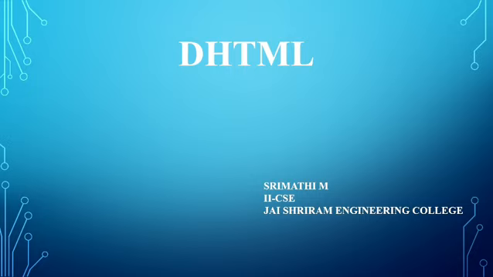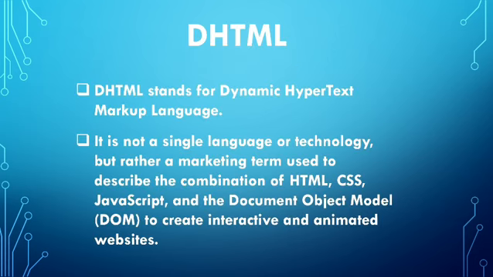In this video, I'm going to explain about DHTML. At the end of this video, I have created a form validation using DHTML concept. Before that, I will give a small introduction about DHTML. DHTML stands for Dynamic Hypertext Markup Language. It is not a single language or a technology. It is a combination of HTML, CSS, JavaScript, and the DOM, Document Object Model.